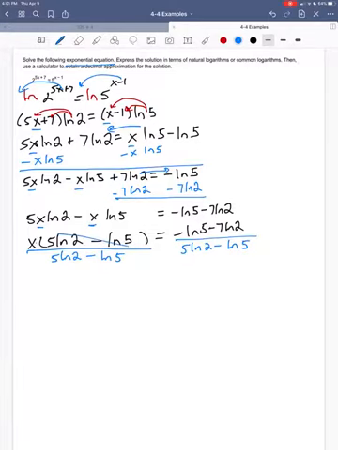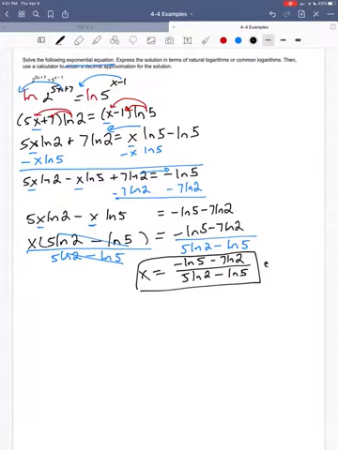And those cancel over here on the left. So I'm left with x equals negative ln5 minus 7 ln2 all over 5 ln2 minus ln5. And that's my exact solution. And that's what we're told here. That's this first solution in terms of logarithms. Then I want to use a calculator to obtain a decimal approximation.